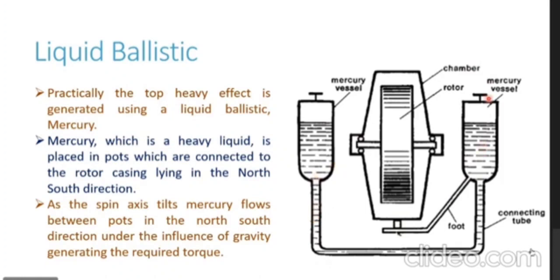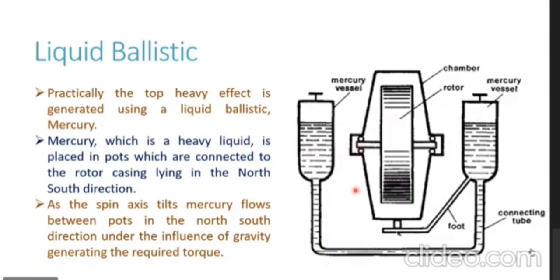Now, when the north pot goes up and the south pot has gone down, mercury will start to flow from the north pot, which is upward, to the south pot, which is downwards. That's because of gravity. So when the north end of the spin axis is tilted up, mercury starts to flow towards the south pot, which is at the bottom. Now, when more mercury is present in the south pot, it becomes heavy, and this south pot becoming heavy now starts to generate a downward force acting on the south end of the spin axis.